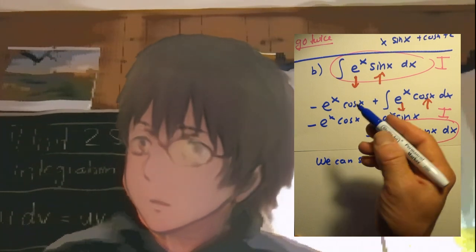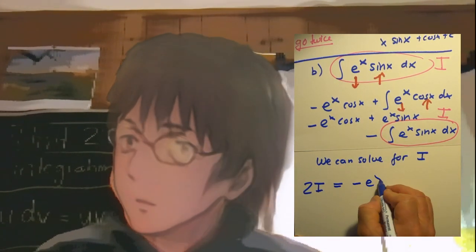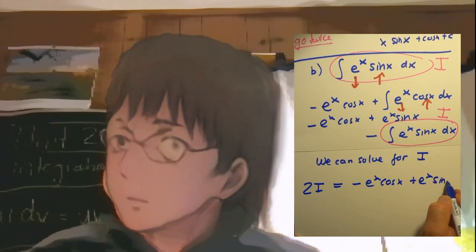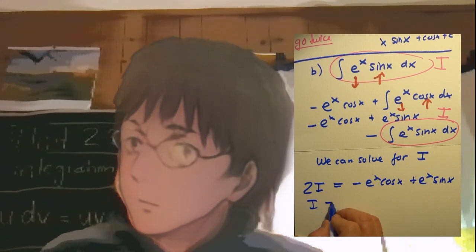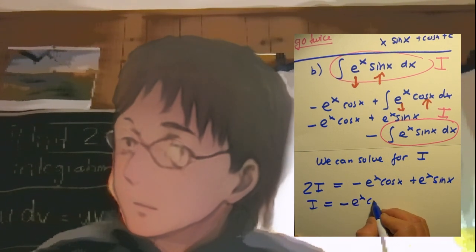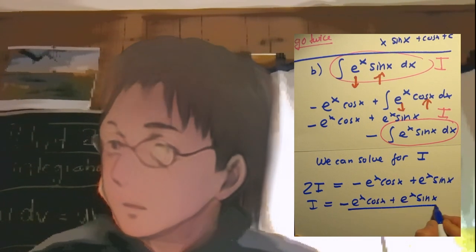And we see when we take it on the other side, we get 2I is equal to minus e to the x cosine x plus e to the x sine x. And so I, which we want to know, is just minus e to the x cosine x plus e to the x sine x over 2.